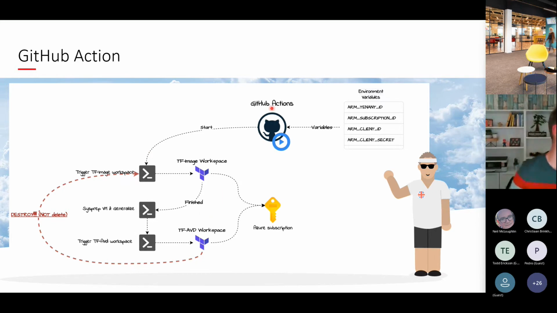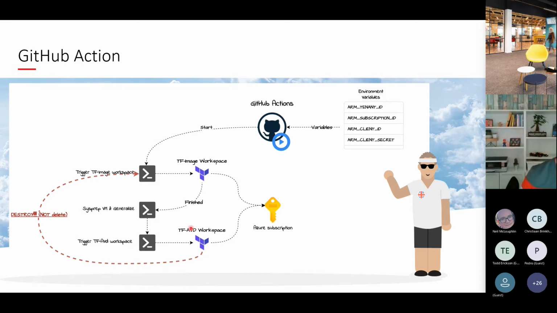So what I did in the GitHub action, and this is also the part where the destroy flag is coming up, I created a GitHub action also with the same parameters. The first step is triggering the workspace, so the TF image workspace. I write the loop to check if it's finished yet or not. If it's finished, then I'm running the sysprep and the generalize task with PowerShell. After it's generalized, I'm also getting a status message back.